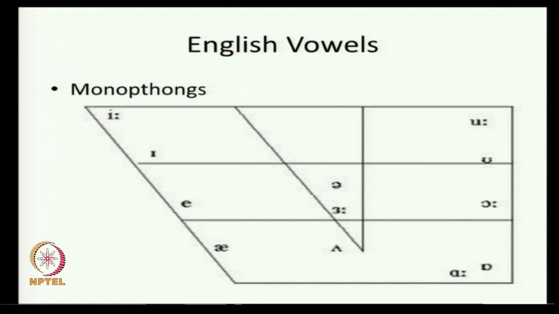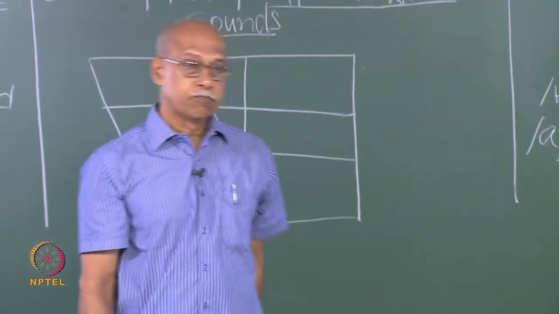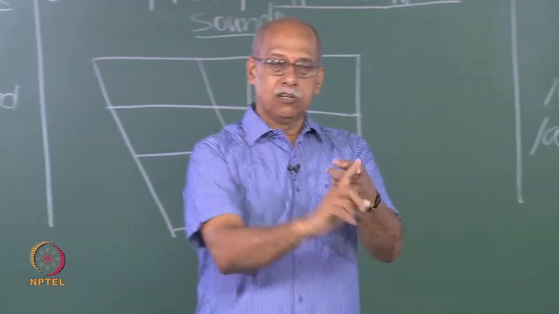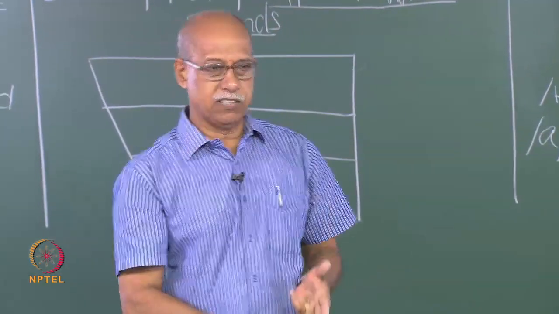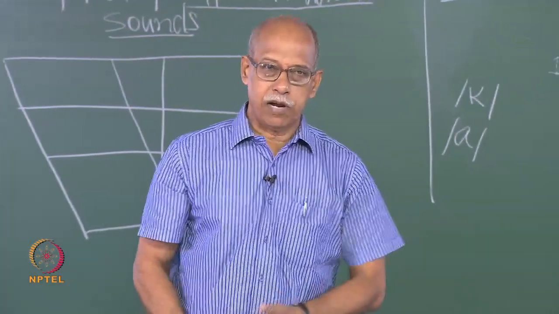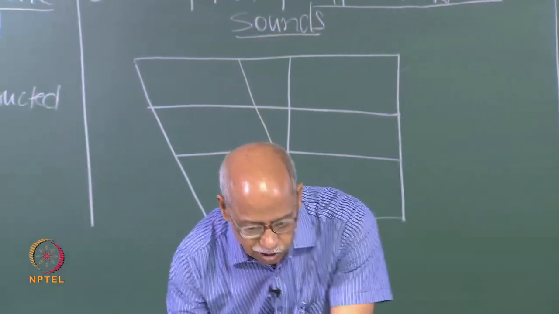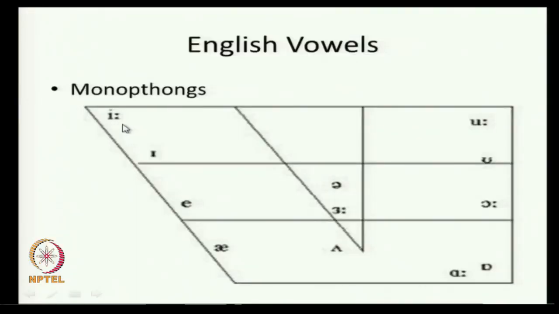What is the third parameter for the description of vowel sounds? Front or back, close or open, and third? Rounded or unrounded. Please write the third parameter. Okay, three parameters. Now, look at this sound here, E. Is it rounded or unrounded? Unrounded. Let's spread it and say E.